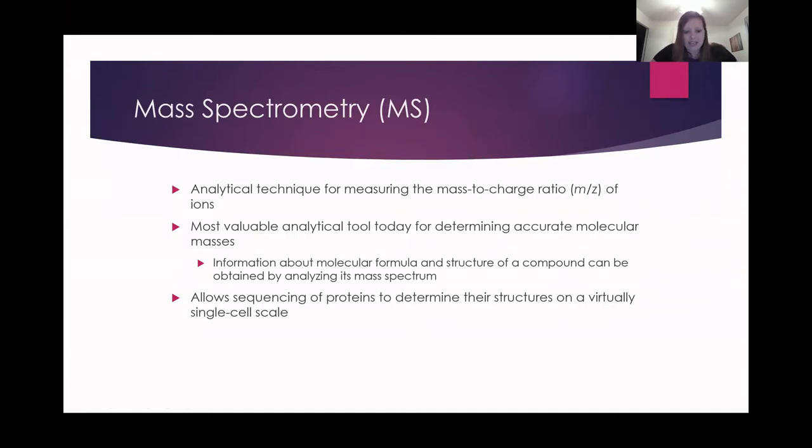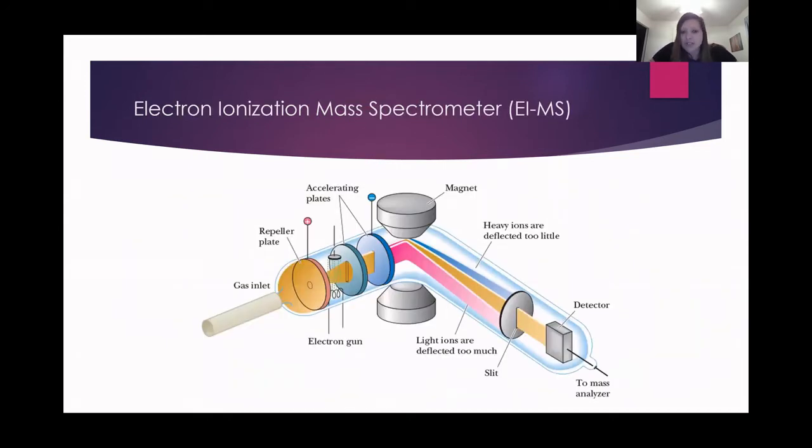Mass spectrometry is an analytical technique that measures the mass to charge ratio of ions. This is particularly helpful in determining molecular mass, and it's become more helpful in recent years in protein sequencing. A mass spectrometer is designed to do three things: to convert neutral atoms or molecules into a beam of positive or negative ions, to separate the ions based on their mass to charge ratio, and to measure the relative abundance of each type of ion. From this information, we can determine both molecular weight and molecular formula, as well as gain some structural clues.